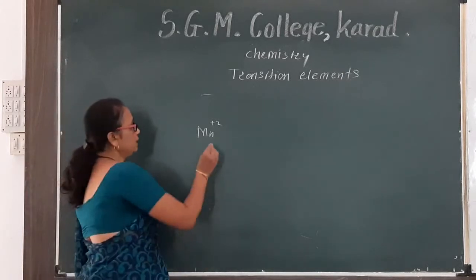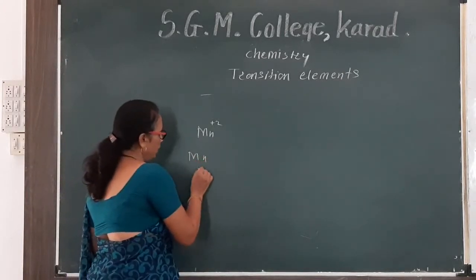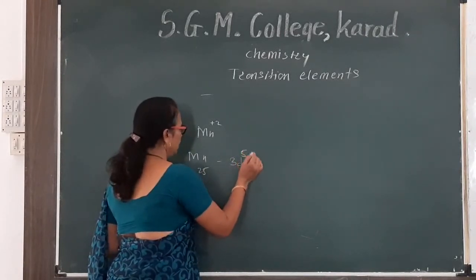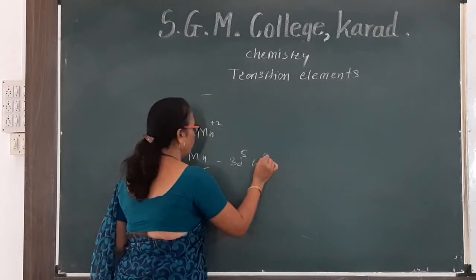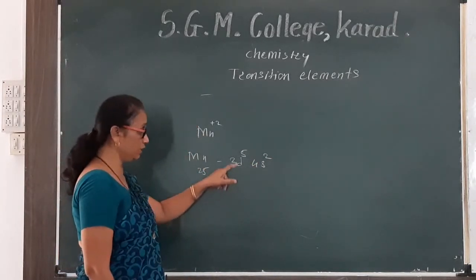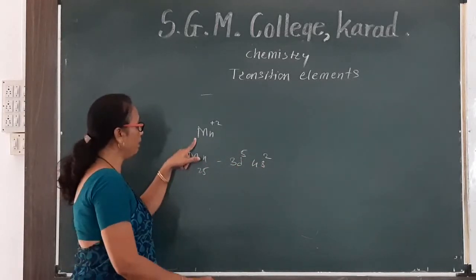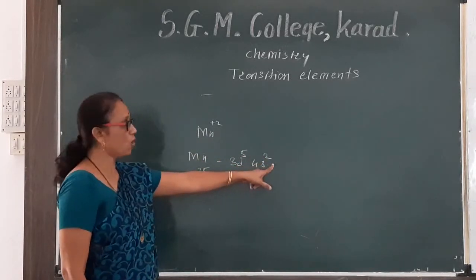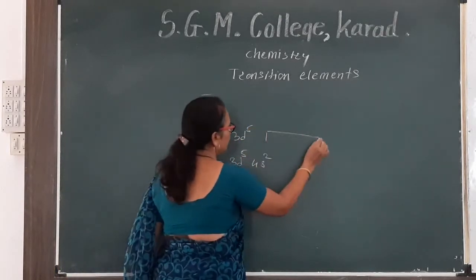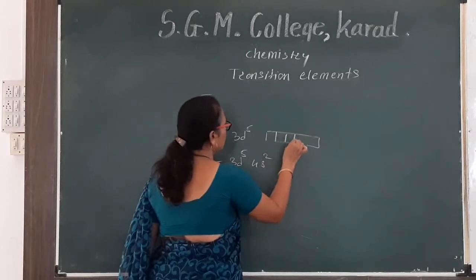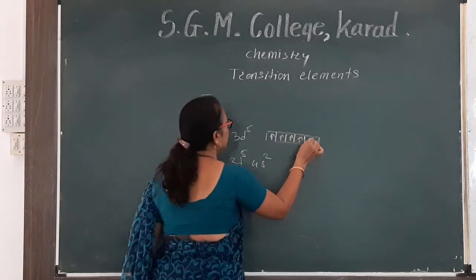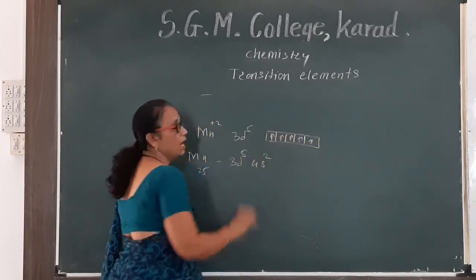As manganese has atomic number 25, its electronic configuration is 3d5 4s2. Atomic number 25. Electronic configuration 3d5 4s2. For Mn plus 2, these 2 electrons are lost. Therefore, configuration becomes 3d5. That means 1, 2, 3, 4, 5. One electron in each orbital, that means all the 5 electrons are unpaired.